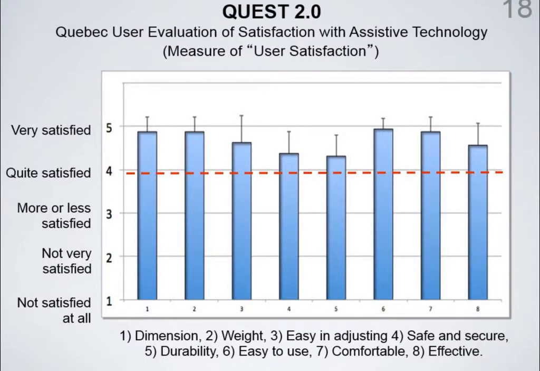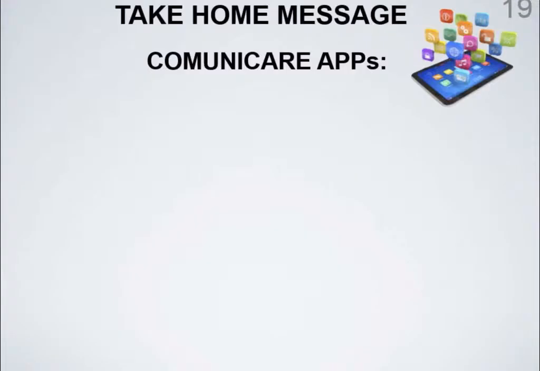Also, the Quebec user evaluation of satisfaction with assistive technology reported very positive results. All items ranged from 4 to 5 points, which means a result between quite satisfied and very satisfied about the device that we provide.